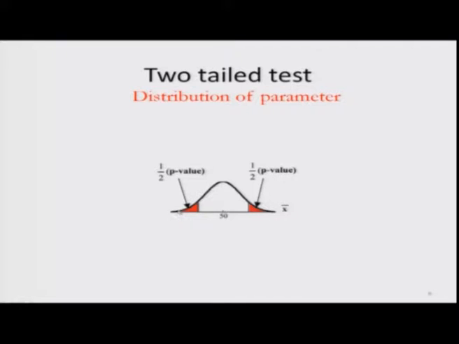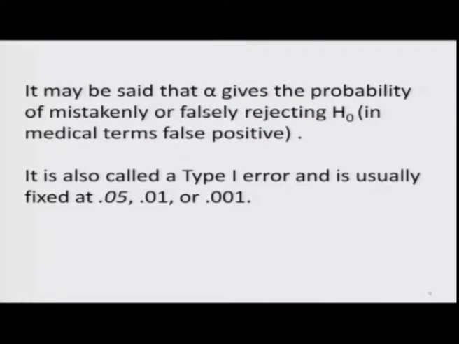This is an example of a two-tailed test, where the critical region is on both the sides, and if the value of the measure is more than this or less than this, in both cases we are going to reject the null hypothesis. It may be said that alpha gives the probability of mistakenly or falsely rejecting H0, in medical terms false positive. It is also called a type 1 error.